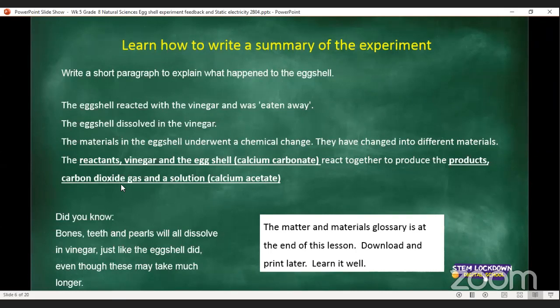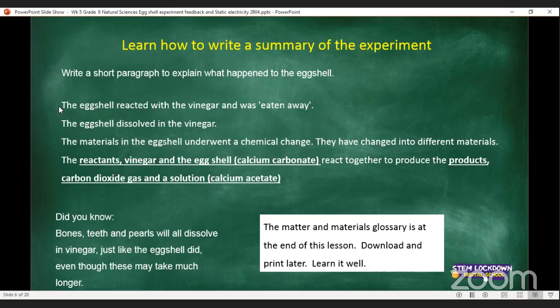And why I say carbon dioxide gas is because in the previous slide, I told you that if you did the experiment, you would have noticed the bubbles forming, and that is the carbon dioxide gas. And then a solution is that brown foamy layer, which is called calcium acetate. So you have your reactants, you tell them it is your vinegar and your eggshell, and you tell them its products, which are your carbon dioxide and your solution.